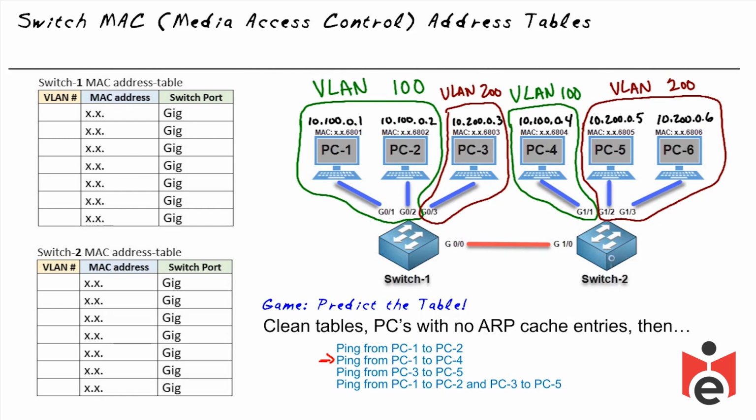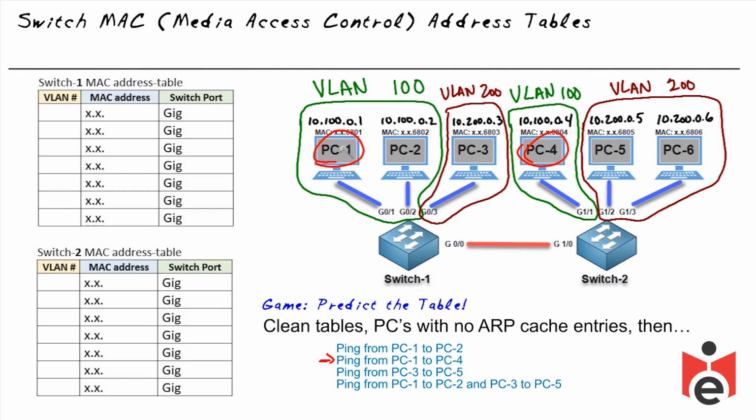And as the switch is building these tables, we know it's building it based on the source MAC addresses in frames as they come into the switch. So in this discussion, we can just focus on traffic going into the switch. So a ping from PC1 to PC4. So PC1 is here, PC4 is here. They're in the same VLAN, and we have a trunk going between the two switches.